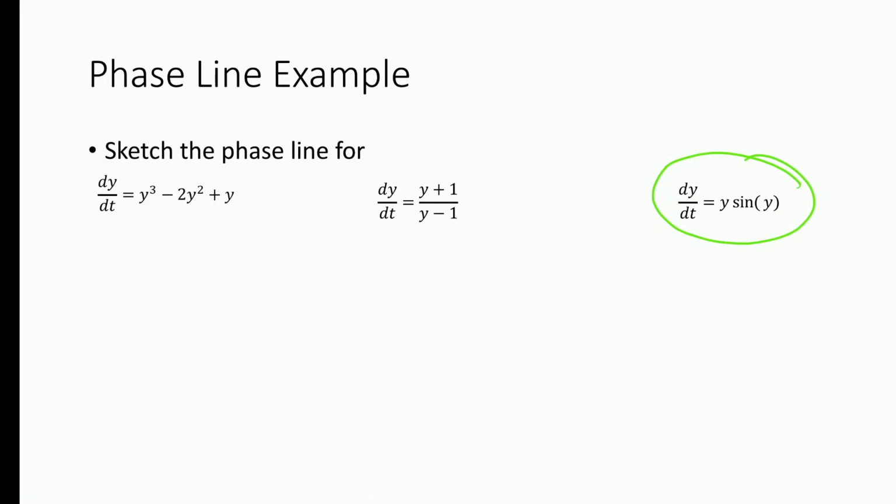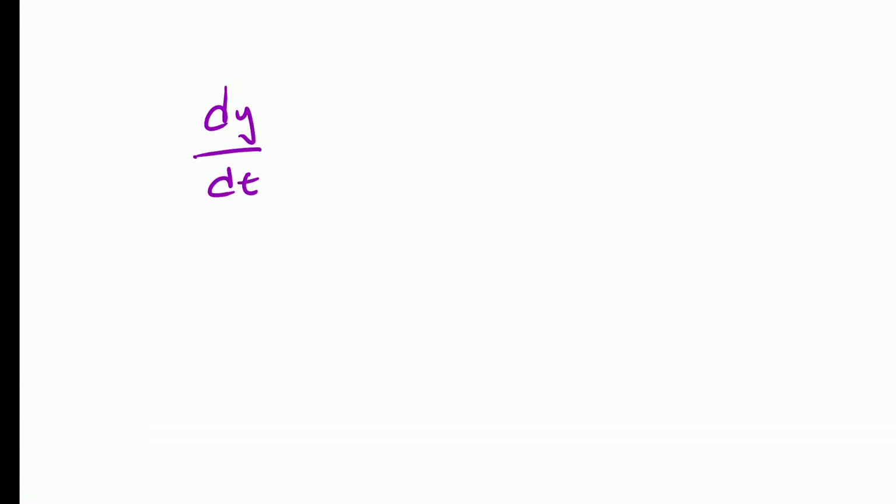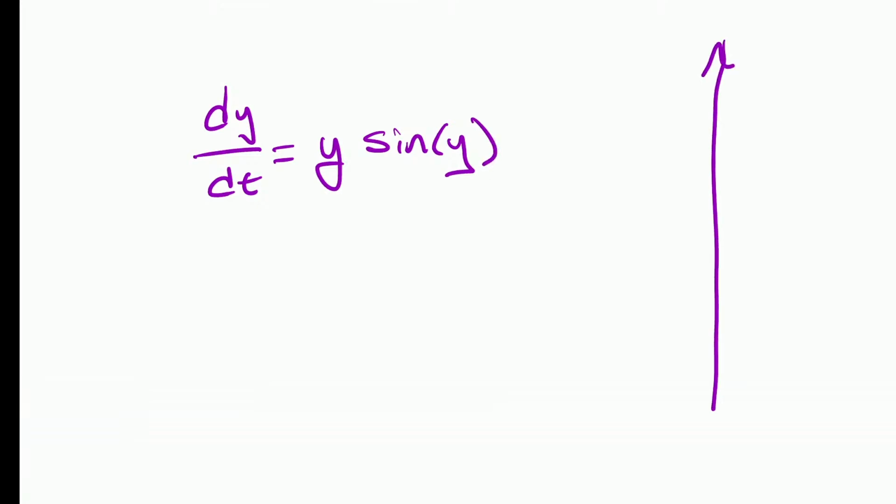So dy over dt is y times sine of y. I want to find the slope field or the phase line for that. So y times sine of y. Let me write it down over here so that we can enjoy it together. Here we go. So dy over dt is y times sine of y. I'll get it started here. I don't want to put the arrows on there. Let's just make a vertical line.